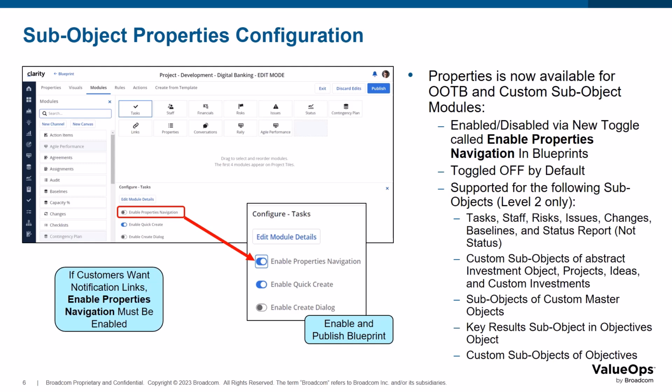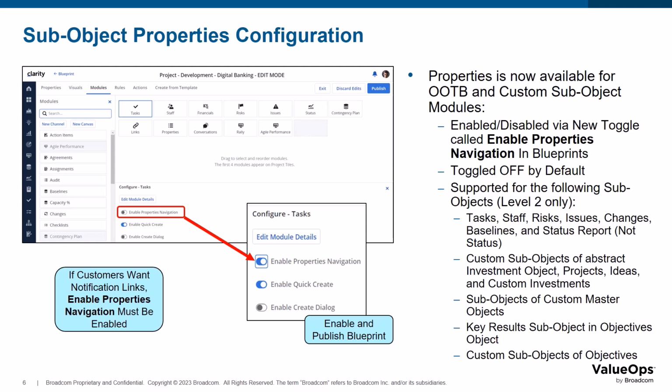By default, all subobjects, including out-of-the-box and custom, will have that toggle turned off. The subobjects that have this capability are Level 2 subobjects, and out of the box they're tasks, staff, risk, issues and changes, baselines, and the status report, but not the status module. We also will support custom subobjects of the abstract investment object, projects, ideas, and custom subobjects as well. Subobjects of custom master objects, and in the objectives object, key results subobjects, as well as their custom subobjects.